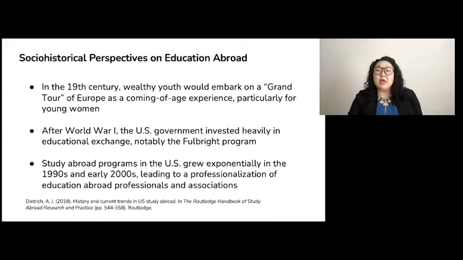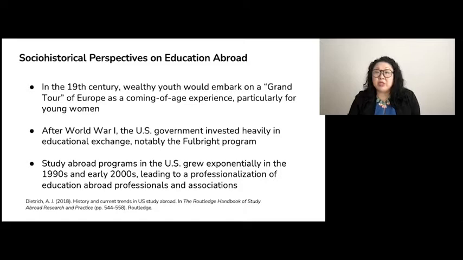The foundations of study abroad are attributed to the 19th century, when wealthy youth would embark on a grand tour of Europe as a coming of age experience, when decorum training and husband hunting was the primary focus. Hence, the majority of participants were wealthy white women, which is very similar to current US education abroad demographics.